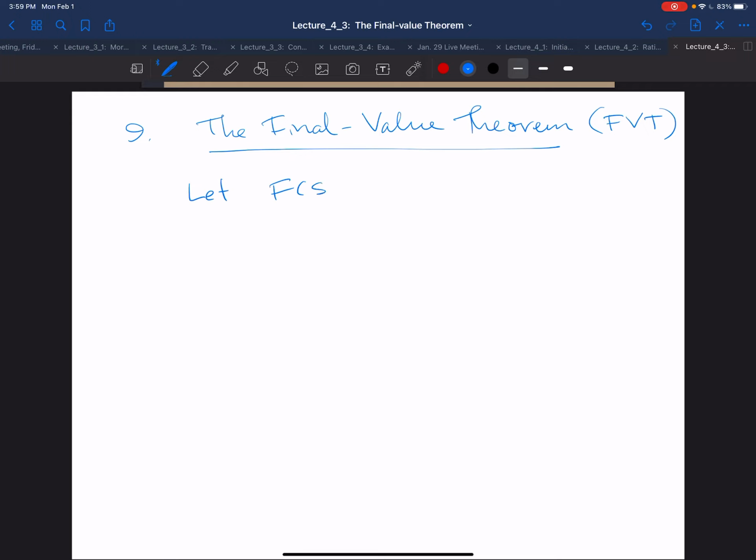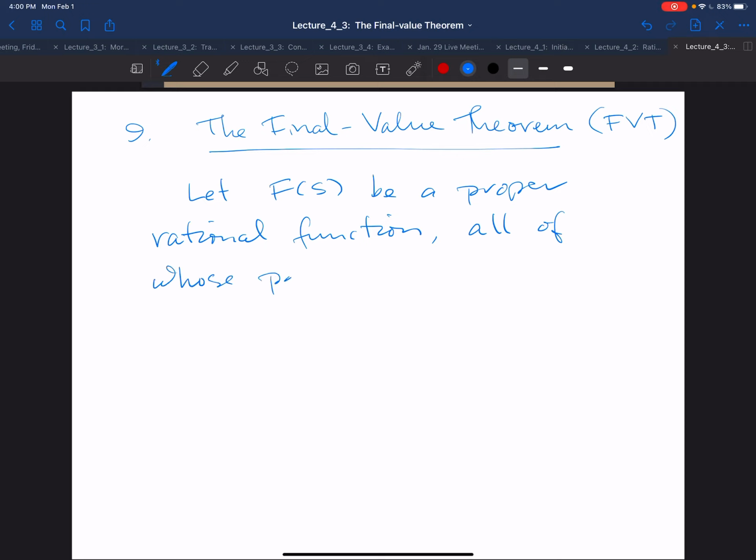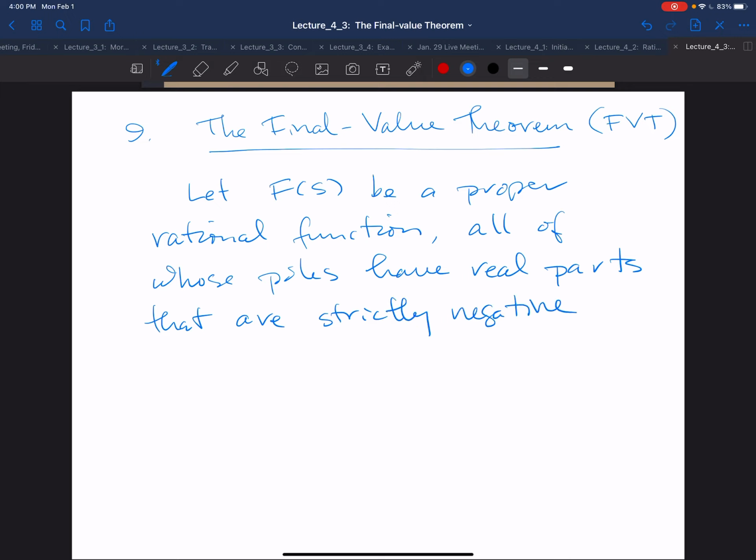So we'll let f of s be a proper rational function. And we have to state some conditions on the locations of its finite poles. Its poles all have to lie to the left of the imaginary axis, or in other words, the real parts of its poles have to be strictly negative, except that it can have a single pole at the origin of the s-plane at s equals 0. So with the possible exception of a single pole at s equals 0.